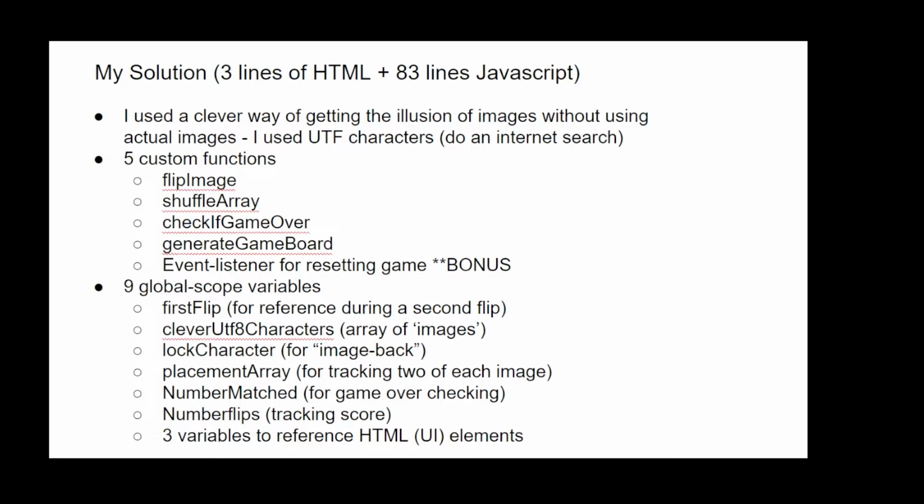Let's see, I used a clever way of getting the illusion of images without actually using images, which can be heavy. I used UTF characters. If you don't know what that is, do an internet search, and you're going to see that in my implementation source code. I also used 5 functions, kind of summarized there, and then 9 variables. I said global scope. If you don't know what that means, check out, again, episode 1 where it talks about scope. If you are familiar, they're just top-level variables that can be referenced and changed from anywhere.